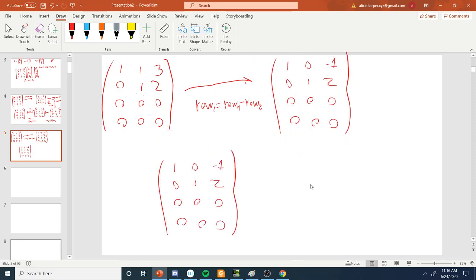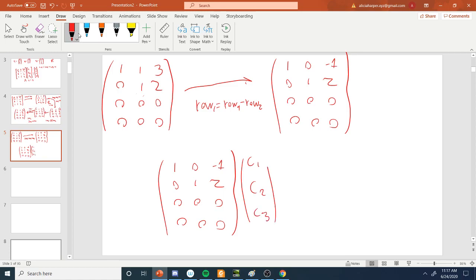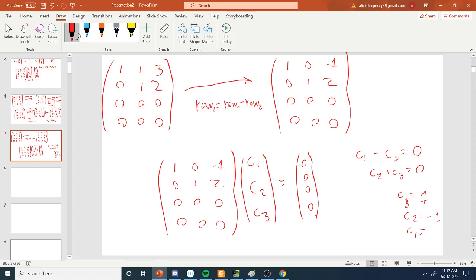We now have the linear system. This times C1, C2, C3 is equal to 0, 0, 0, 0, which means, of course, that C1 minus C3 is equal to 0, and C2 plus C3 is also equal to 0. So if we want to find a single particular solution, we could take C3 to be equal to 1. If C3 is equal to 1, that implies that C2 is determined by C3, so it's equal to negative 1. And C1 is also determined by C3, so it's equal to 1. So we get the following set of solutions.